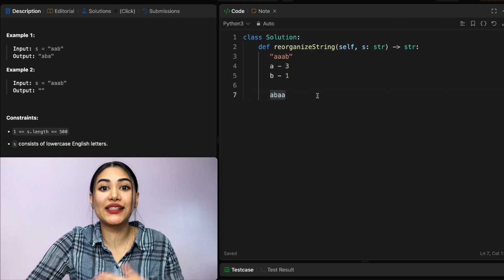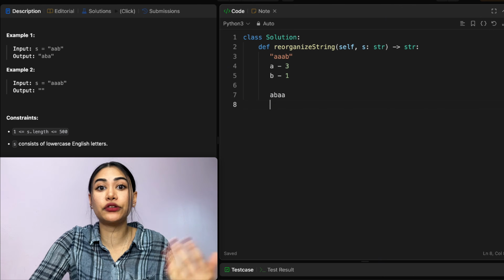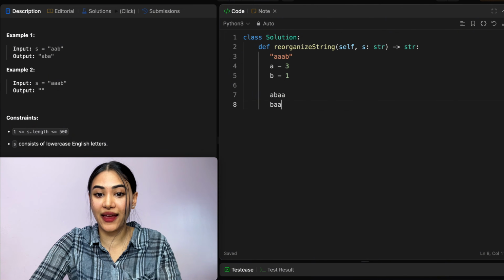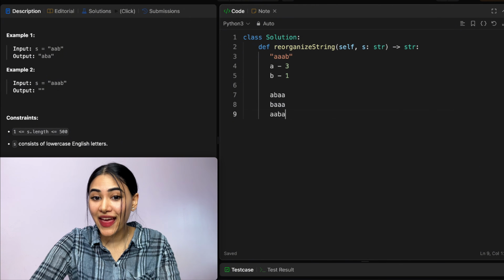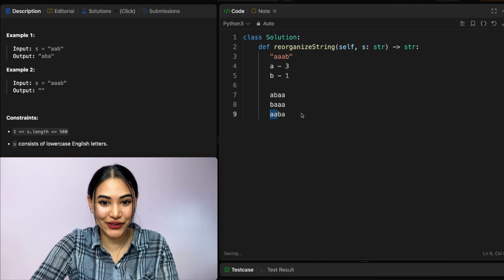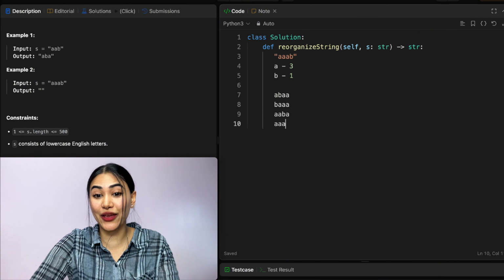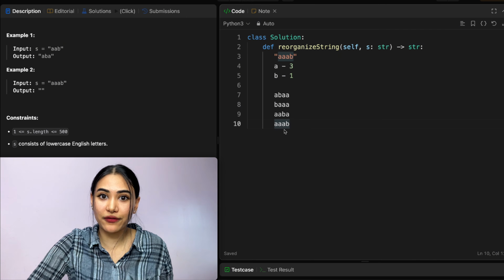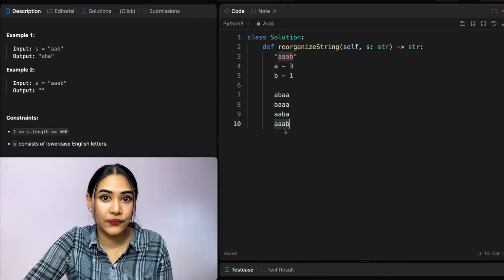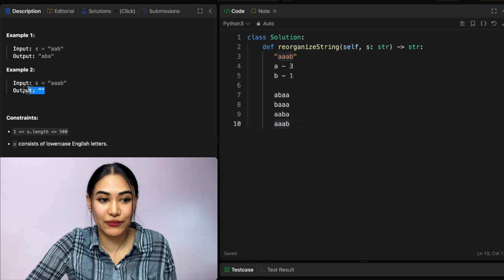So can we rearrange this in any other way? We have 3 other rearrangements we could make. We could do ABAA. Again, we have adjacent A's. We could do AABA. So here, the adjacent A's are right there. And then finally, BAAA. And here we have 3 adjacent A's. So no orientation of this would actually be valid, which is exactly why we're going to output the empty string.